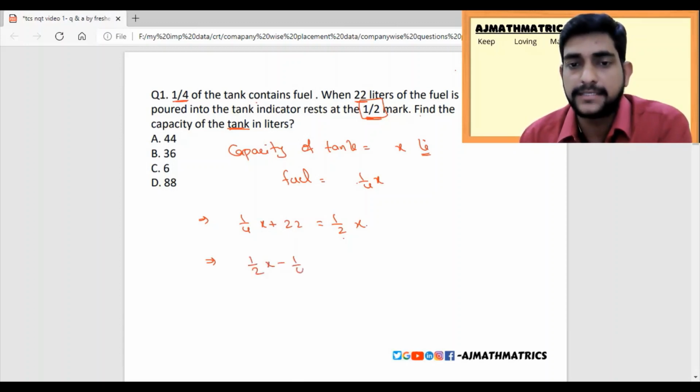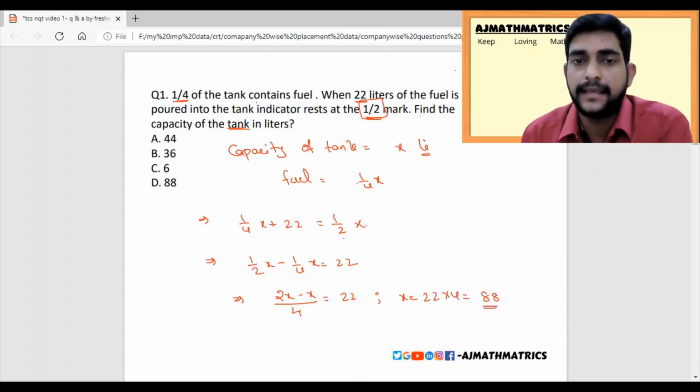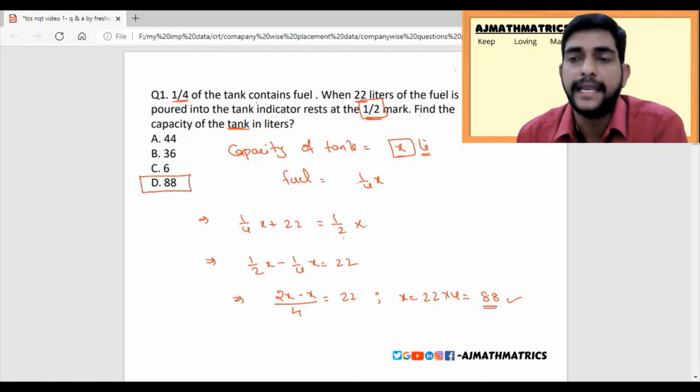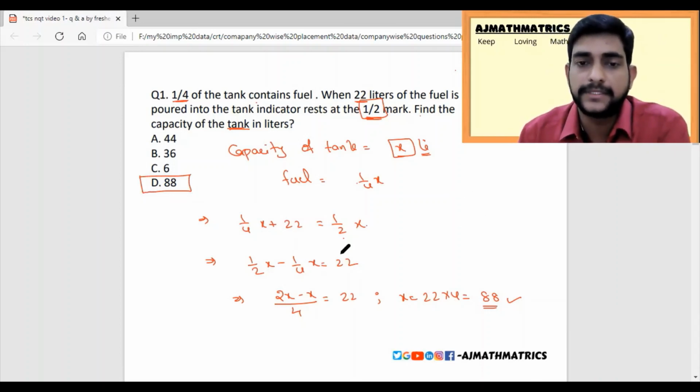So X/2 minus X/4 equals 22. Take the LCM 4, which means 2X minus X is equal to 22 times 4, so X equals 22 into 4, which is 88. We took the capacity of the tank as X liters, and we got X equals 88, which means the capacity of the tank is 88 liters. Hope you understand this one. Let's solve the next question.